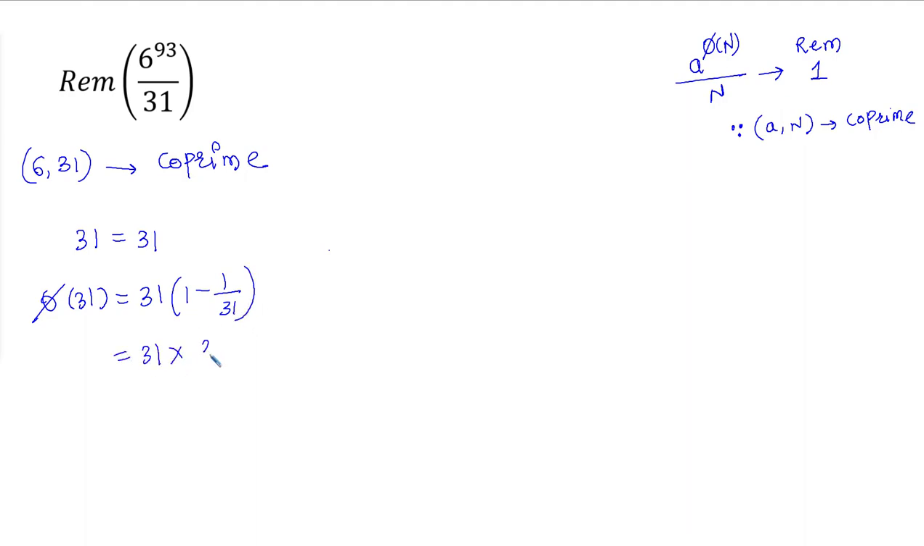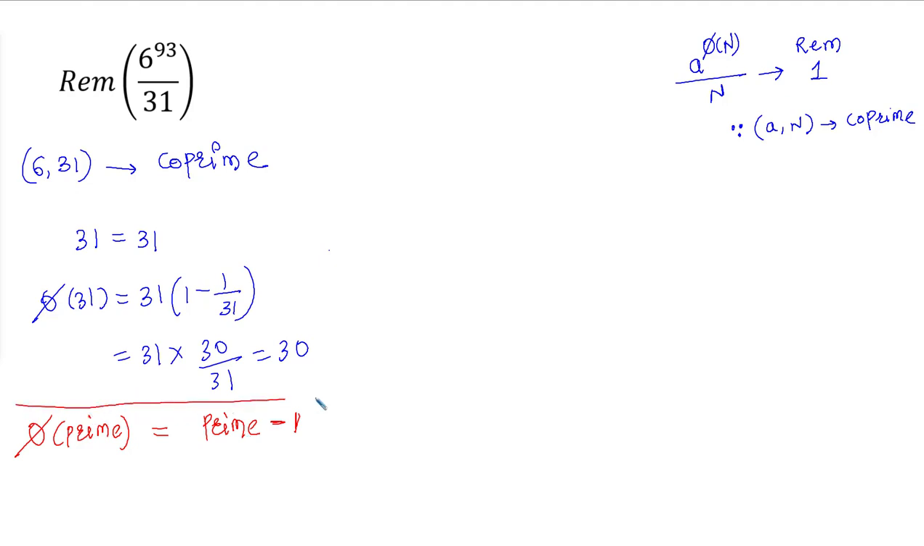31 into 30 by 31. That is equal to how much? 30. Okay, so the Euler of 31 is going to be 30. From this, what we can remember is Euler of prime number. Okay, Euler of any prime number is equal to how much? 1 less than that prime number. Okay, everyone, Euler of any prime number is how much? 1 less than that prime number.